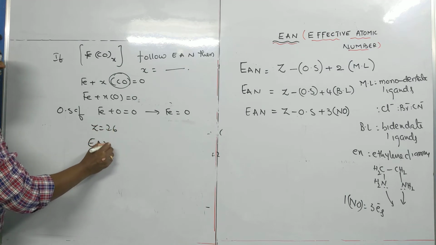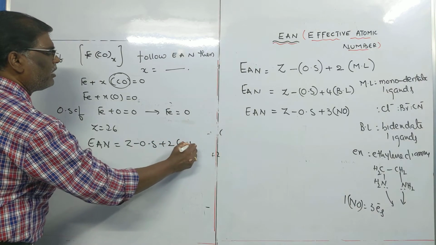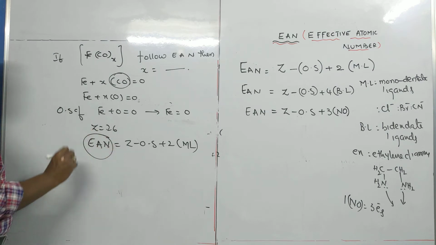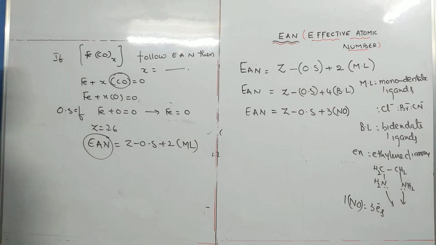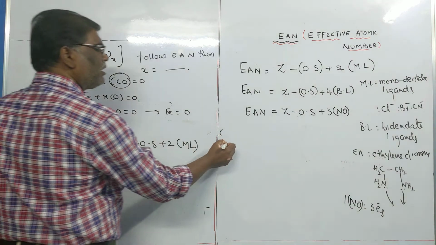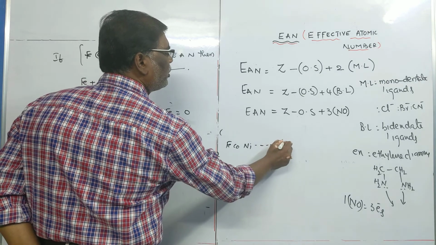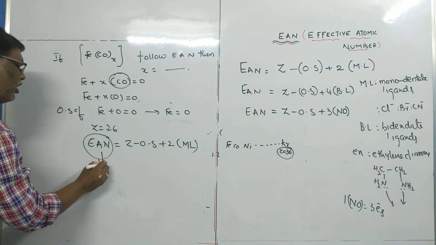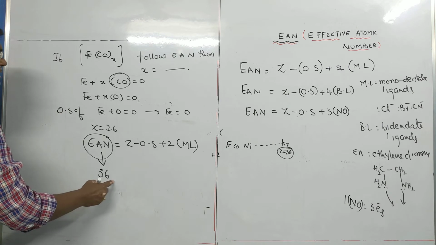The EAN formula is Z minus oxidation state plus 2 into monodentate ligands. Now it is following EAN, that means it may have the atomic number of the nearest inert gas. What is the nearest inert gas to iron? You know, iron, cobalt, nickel, etc. are close to krypton. Krypton atomic number is 36. That's why on following this, it will get the atomic number of the nearest inert gas, 36.